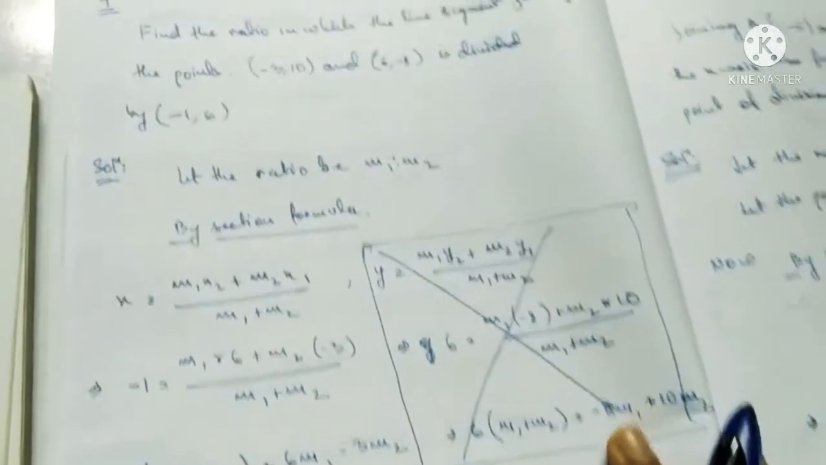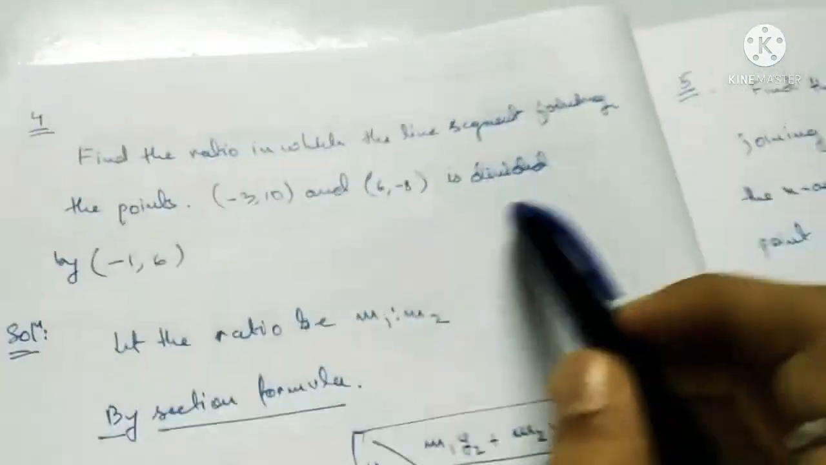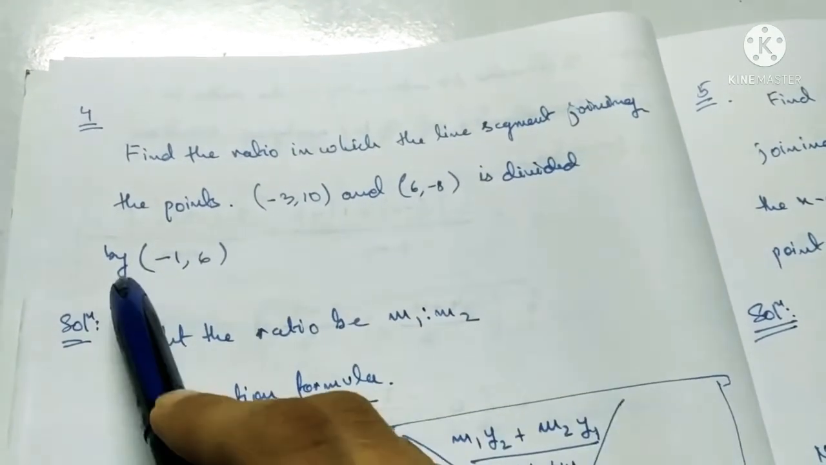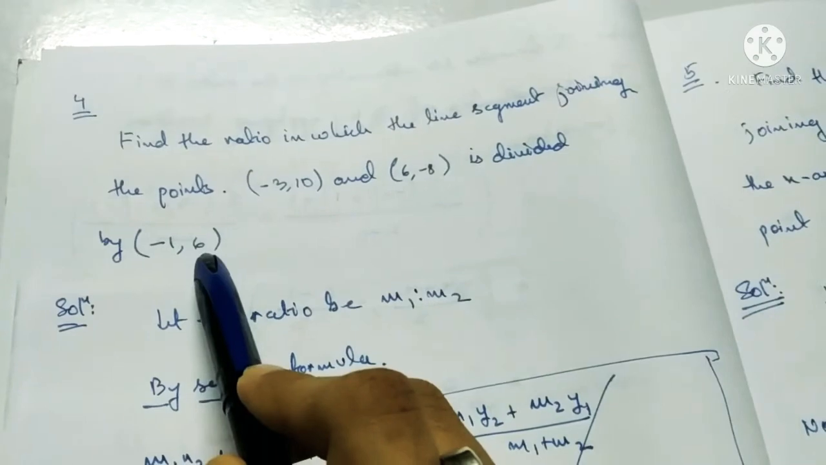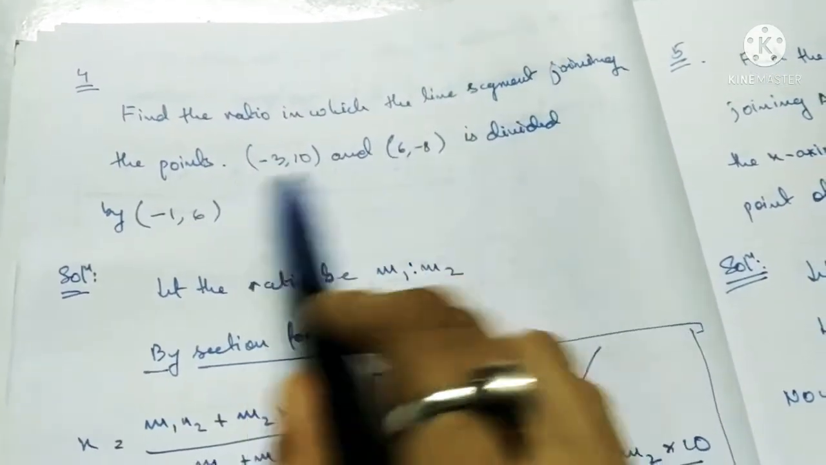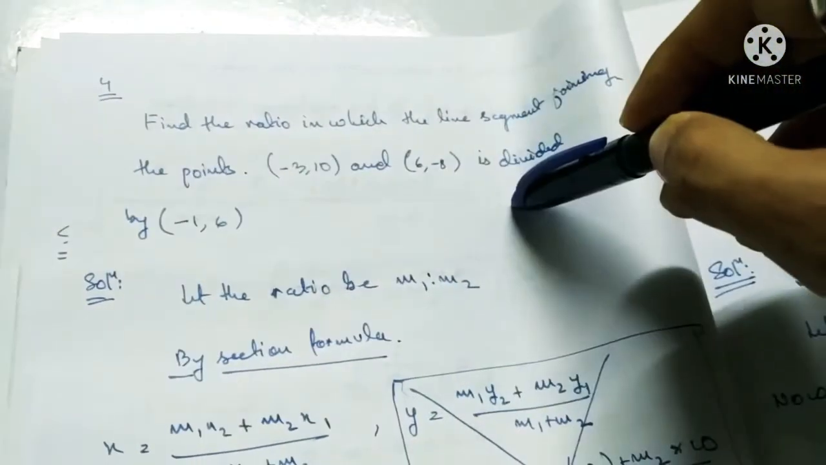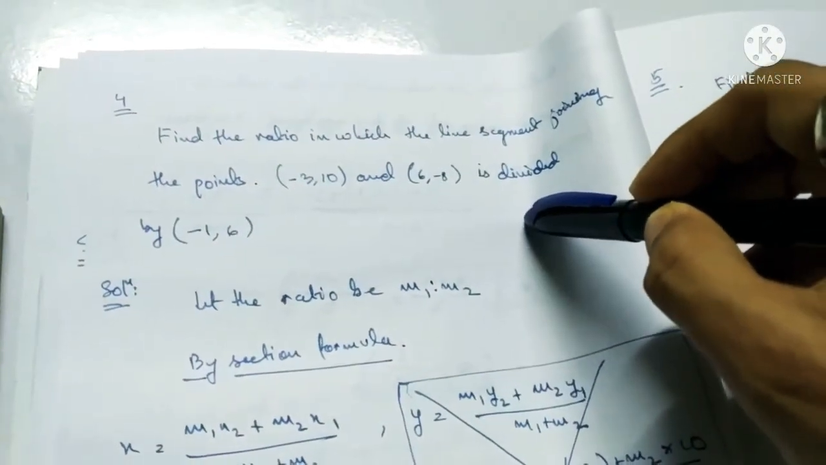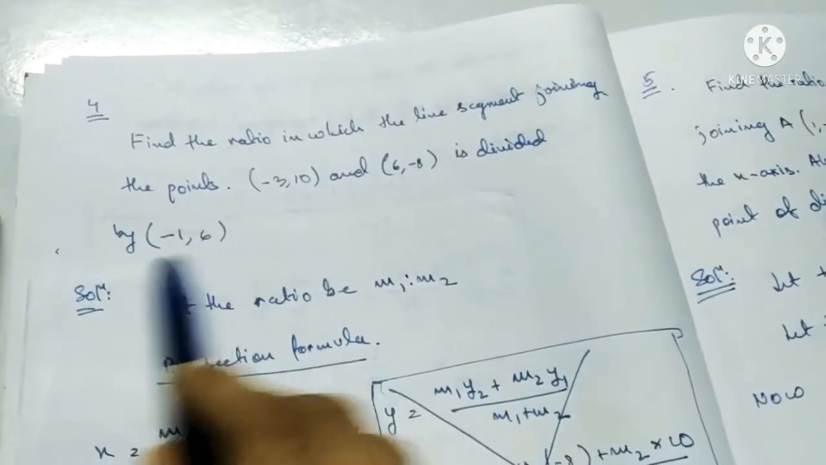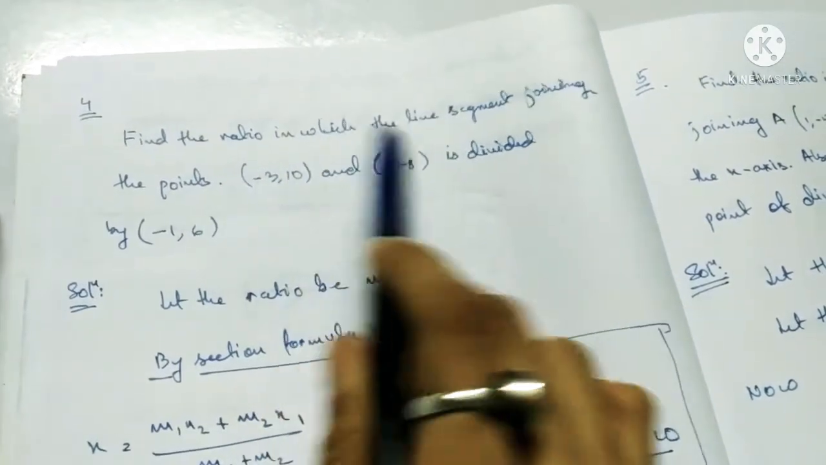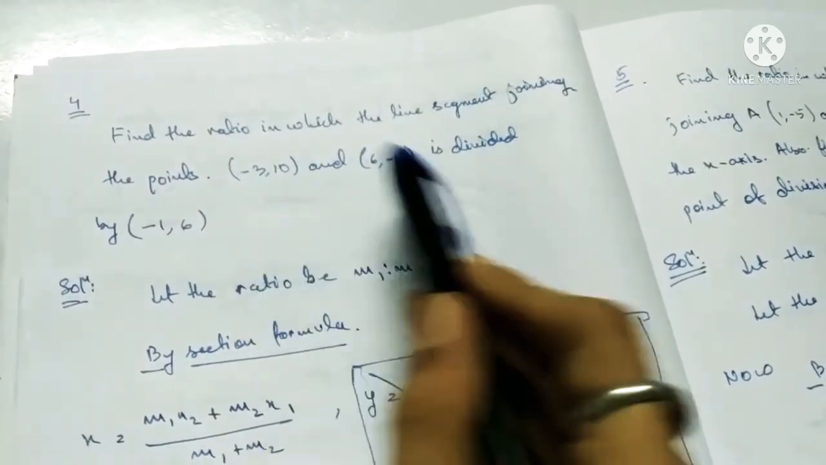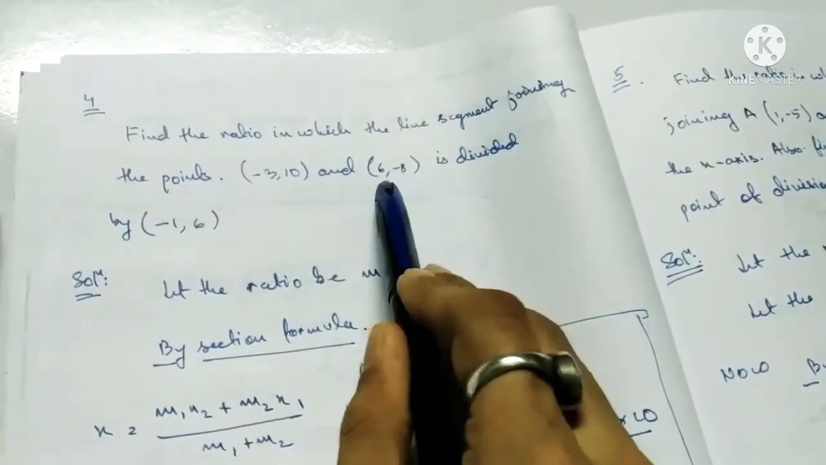Next you see question number 4 here. Question number 4 says find the ratio in which the line segment joining the points this and this is divided by -1, 6. Now these 2 points are given, these 2 points are joined, so I will get a line segment. Understand? Okay, and this line segment is divided by this point. These 2 coordinates are given. These are the coordinates of points, yes or no?